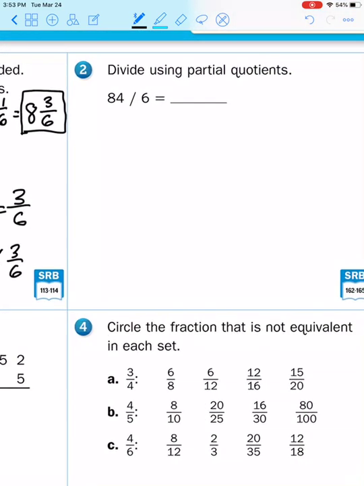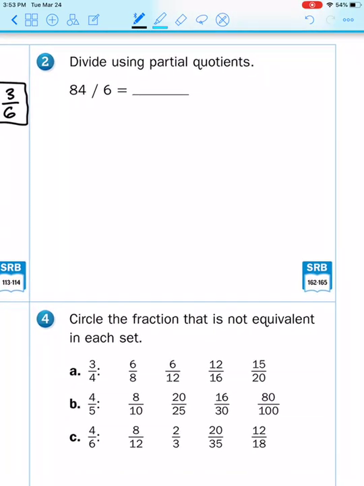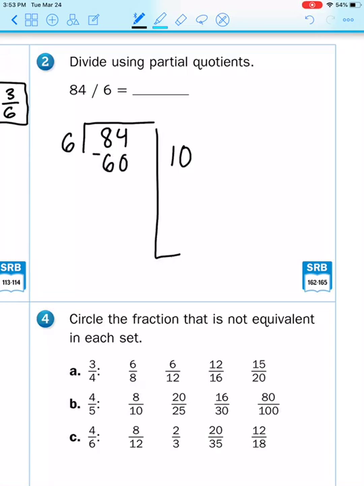All right, let's go to number 2. We should be partial quotient experts by now. So we're going to do 84 divided by 6. And I know that I could take out 10 groups of 6, which would give me 60. And I'd be left with 24. And I know that 6 times 4 is 24. So I have a remainder of 0. And I'm left with 14. So 84 divided by 6 is 14.